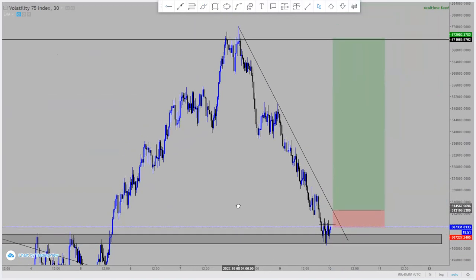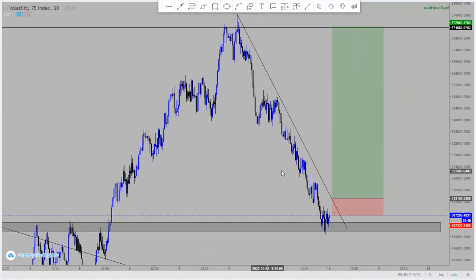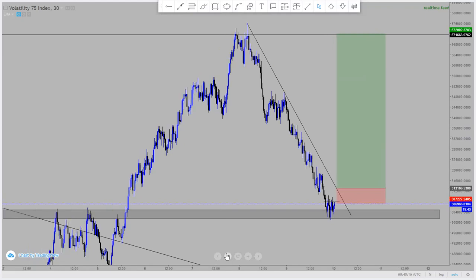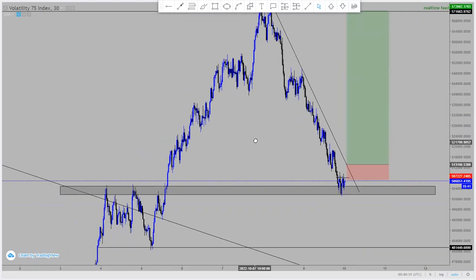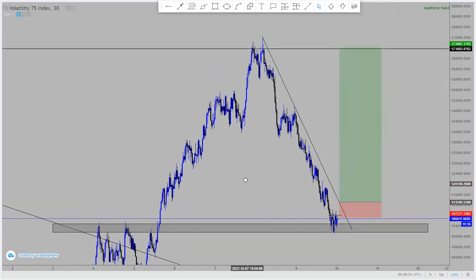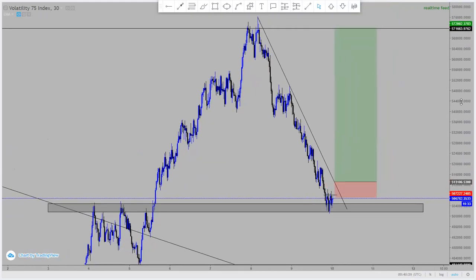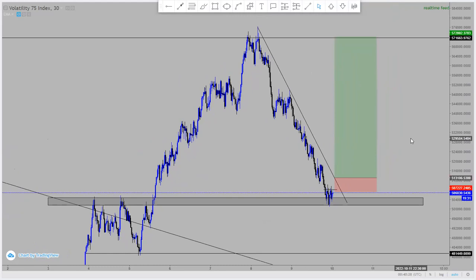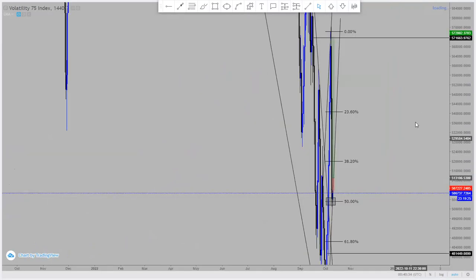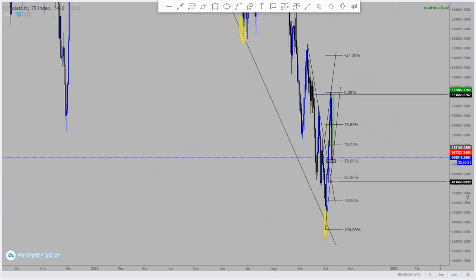So far, my bias is on the bullish side of things due to the fact that the market has already established a higher high on the daily, which is a good thing. Once we have a higher high on the daily and a higher low, we know that the probability of us now having a stronger bullish bias is high. So that is what I'm looking at on the VIX75.